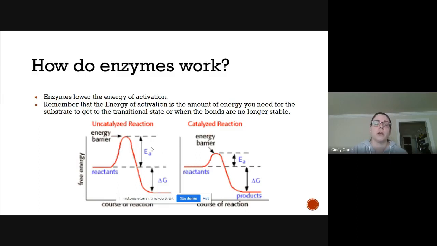What does change is the amount of energy needed for activation, or sometimes they say activation energy. You see it gets lowered. That's the energy needed to get the reactants to the transitional state where the bonds are no longer stable. Okay. So the enzymes are going to lower that. And there's a nice diagram in your book. I just want to give you page 126 at the top of the page that shows the difference between an uncatalyzed reaction and a catalyzed reaction.